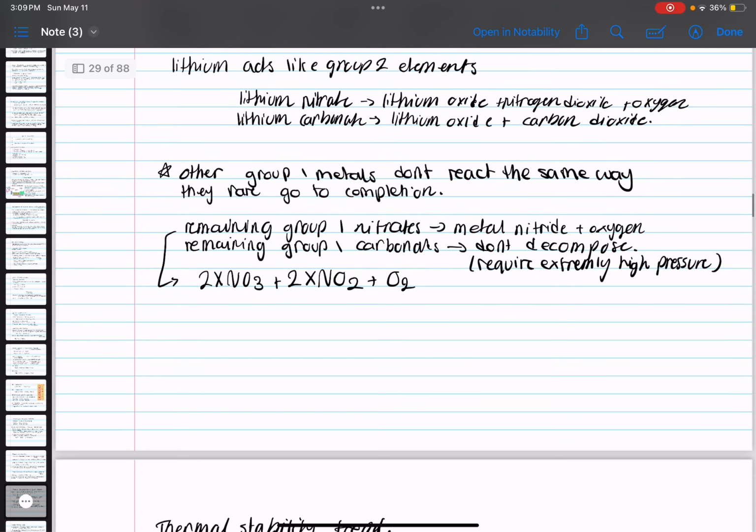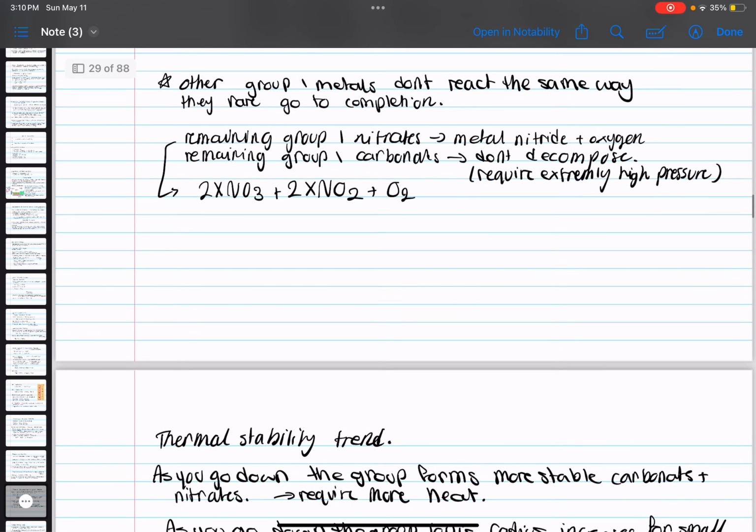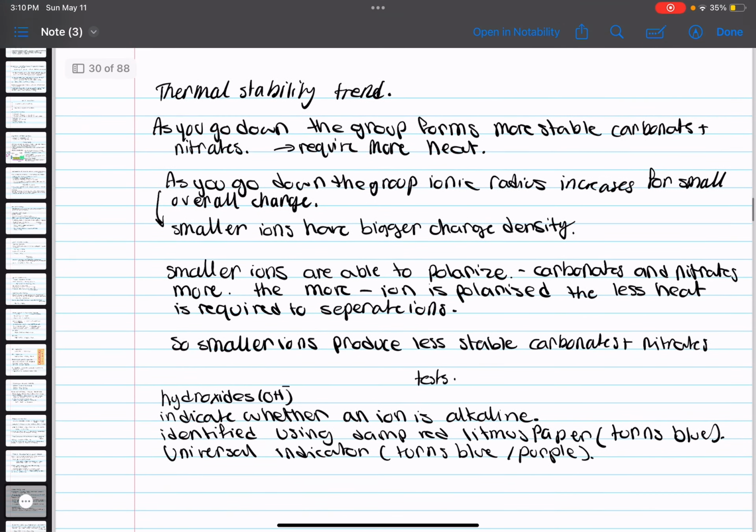But then other group 1 metals do not react the same way. They rarely go to completion. The remaining group 1 nitrates form metal nitrite plus oxygen, and the remaining group 1 carbonates don't decompose at all because they require really high temperatures, which we cannot reach in labs. So the thermal stability trend: as you go down the group, it forms more stable carbonates and nitrates, so you need more energy or more heat.